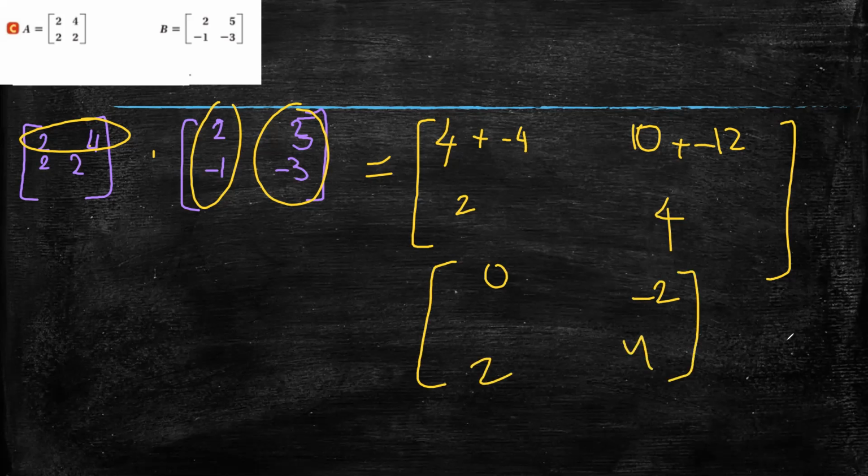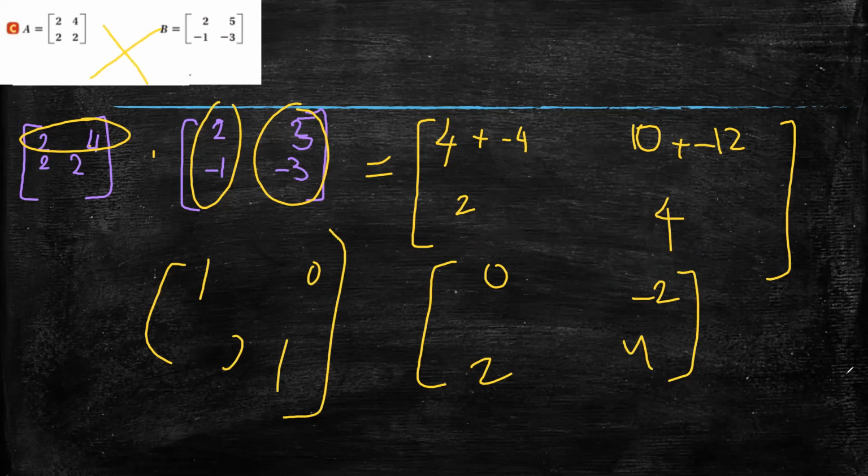Are they an identity matrix? No. So I will say A and B are not inverse matrices. It's like that, that's it? Yes.